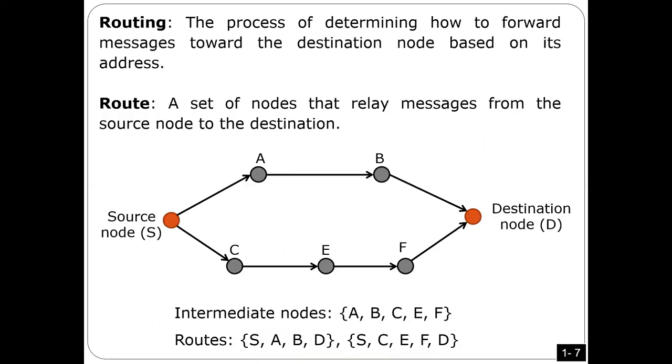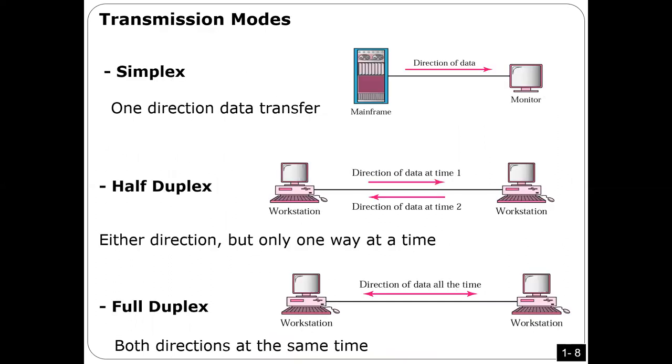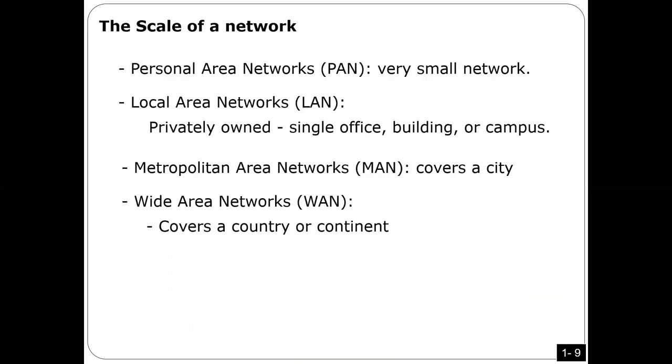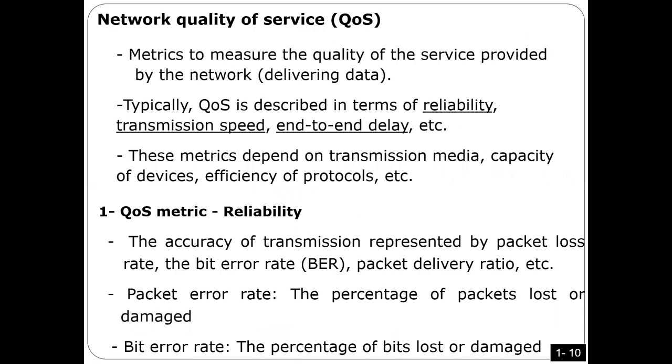Also, I explained what routing means, what a route means, something about different transmission modes, LAN, MAN, WAN. That's what I explained last time. I also explained that a network provides a service, and we need to measure the quality of the service. There are different ways to do that. Last time I explained one way to do it: the packet delivery ratio.